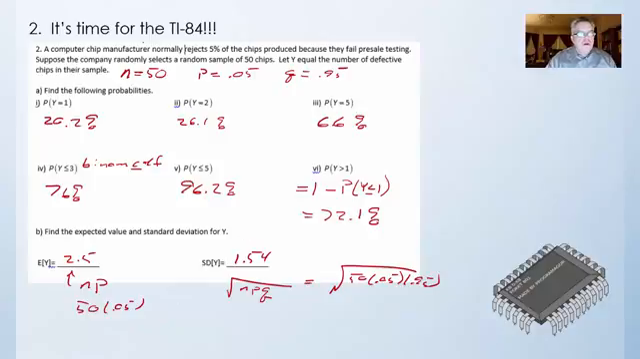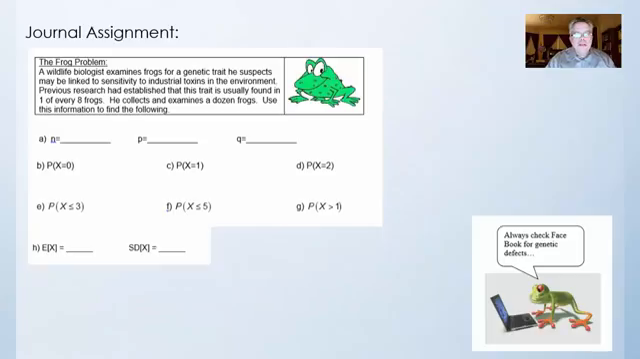All right then, we made it. So here's today's journal assignment. A wildlife biologist examines frogs for a genetic trait that he suspects may be linked to sensitivity to industrial toxins in the environment. So pollution is causing a problem with the frogs. Previous research had established that this trait is usually found in 1 out of 8 frogs. So 1 out of 8 frogs is kind of a mutant. He collects and examines a dozen frogs. Use this information to find the following.